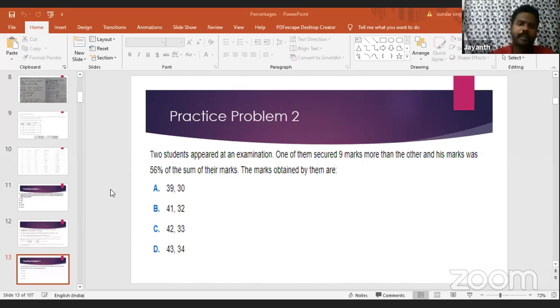Two students appeared at an examination. One of them secured 9 marks more than the other, and his marks was 56% of the sum of the marks. The marks obtained by them are.